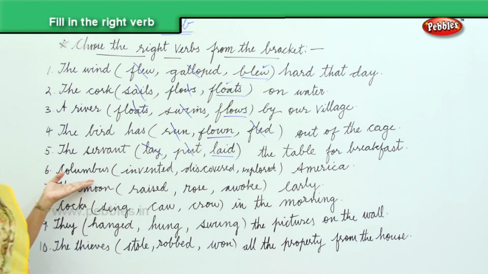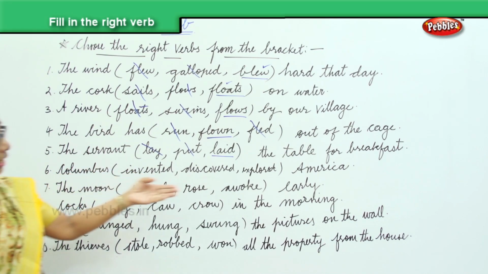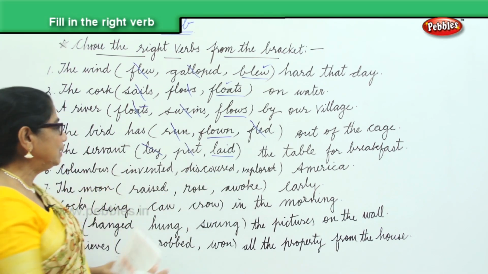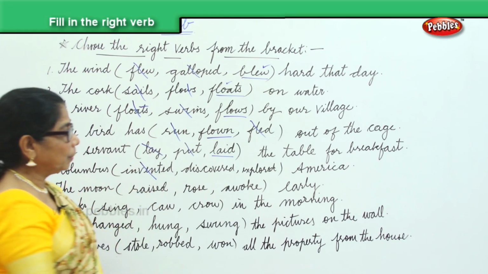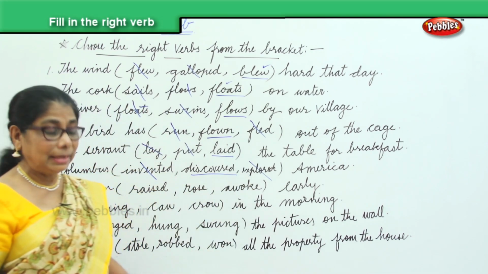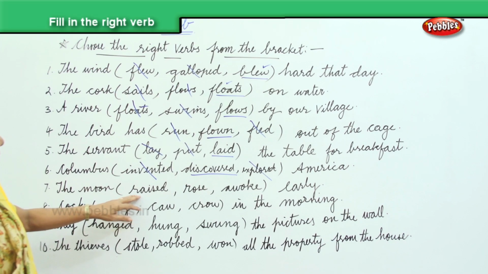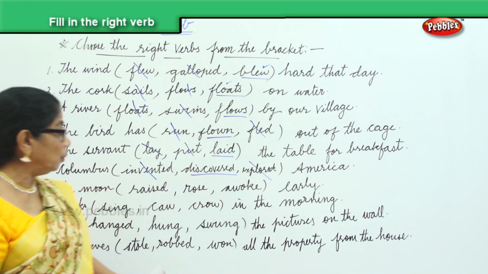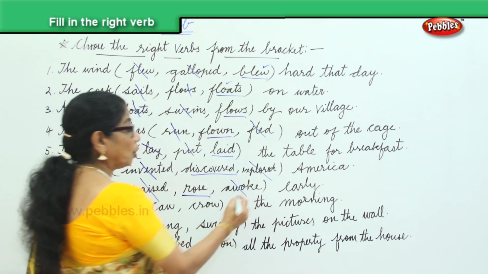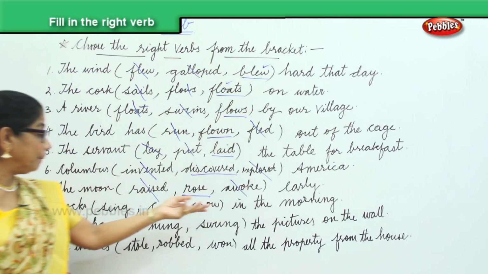Then we have Columbus. Columbus invented America? Surely not. Columbus explored America? No. Columbus discovered America. Columbus did not invent America. He discovered. Good. Then the moon raised early. The moon awoke early. No. The moon rose early. Raised, awoke, wrong. The moon rose early.